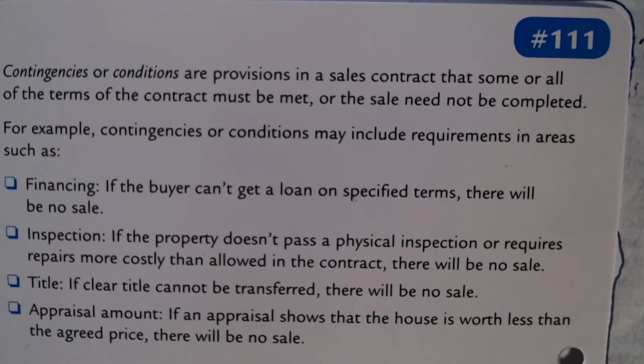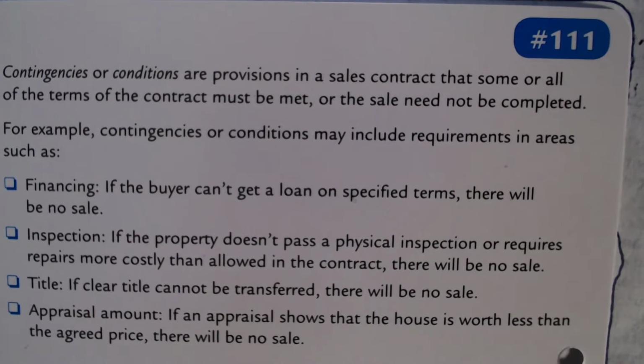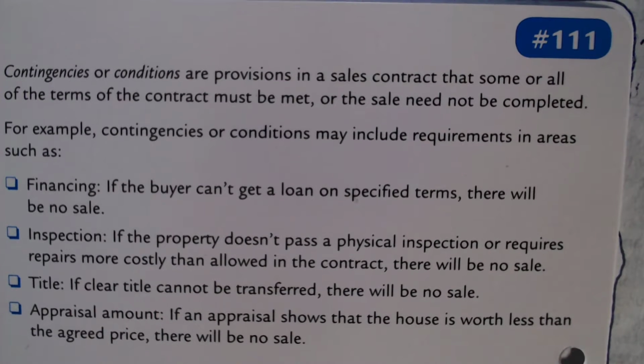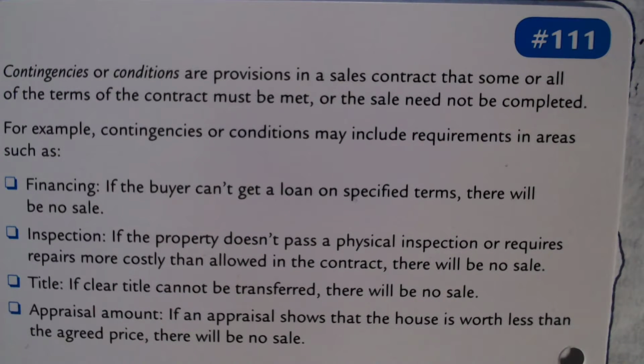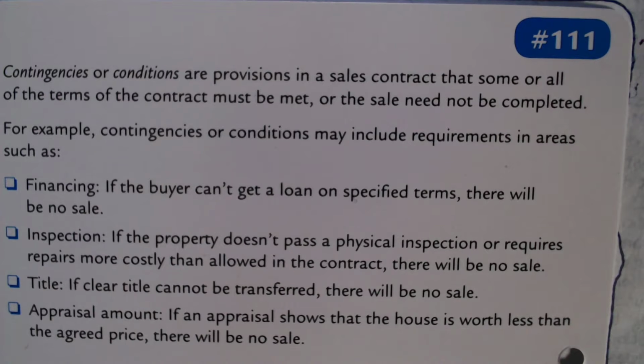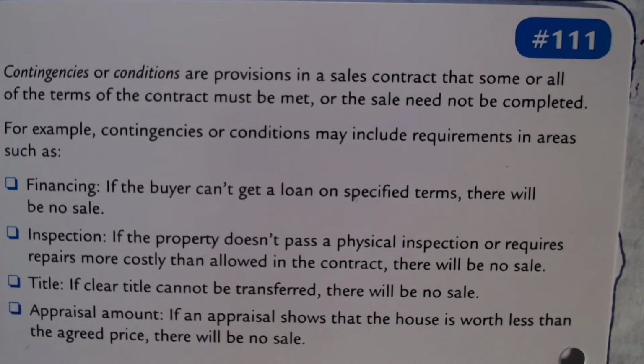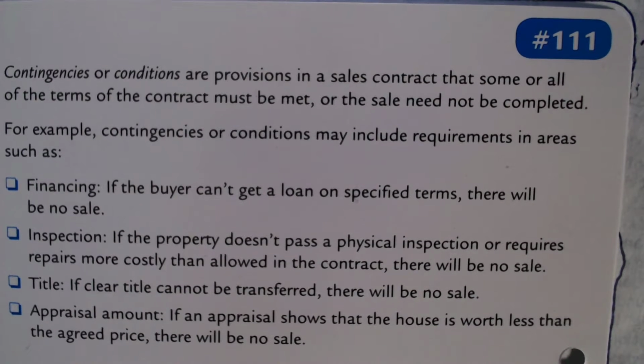Contingencies or conditions are very important if you're looking to generate a buy, and if you're a seller, to review the complications of these contingencies as they may hold you up in the sale process. For example, contingencies or conditions may include requirements in areas such as financing. If the buyer can't get a loan on specific terms, there will be no sale. Inspection. If the property doesn't pass a physical inspection or requires repairs more costly than allowed in the contract, there'll be no sale.